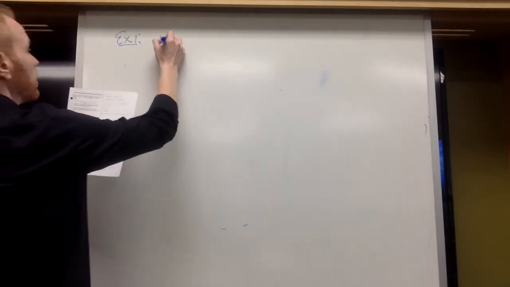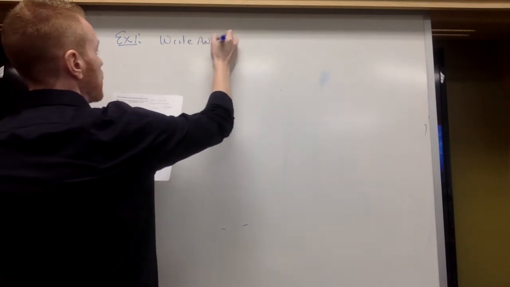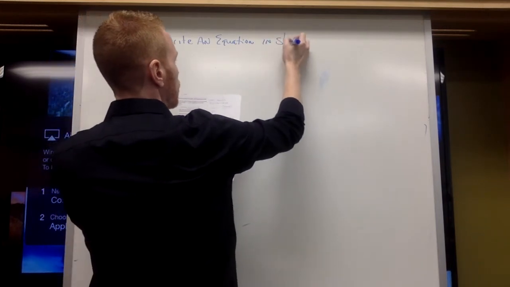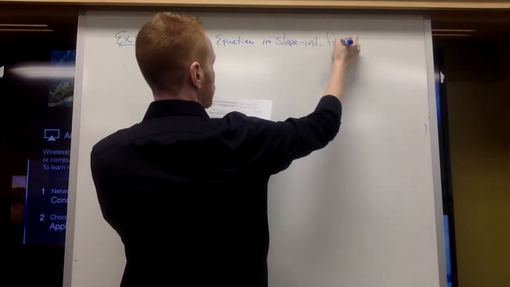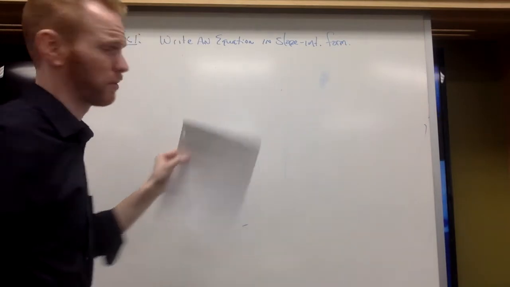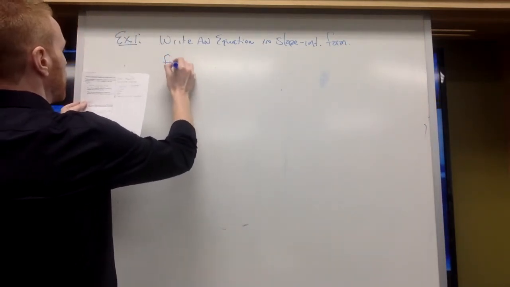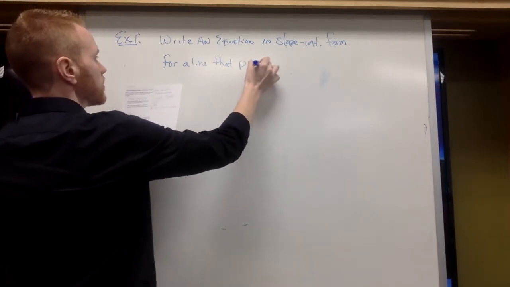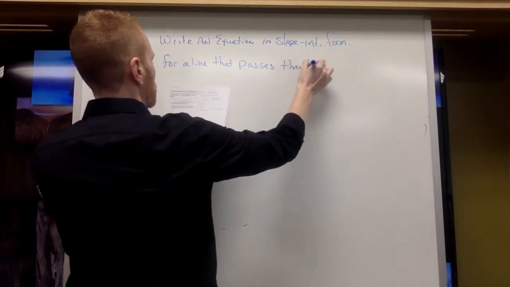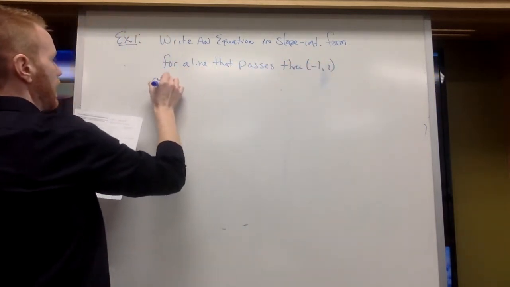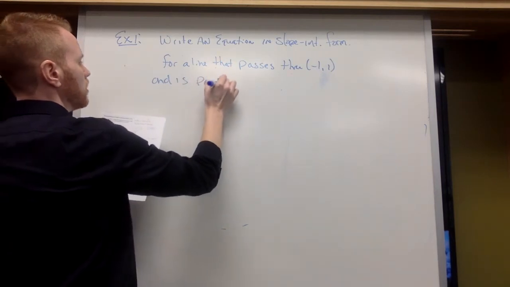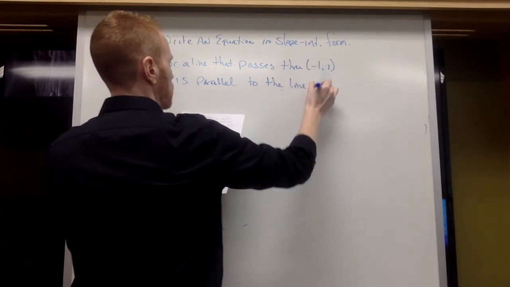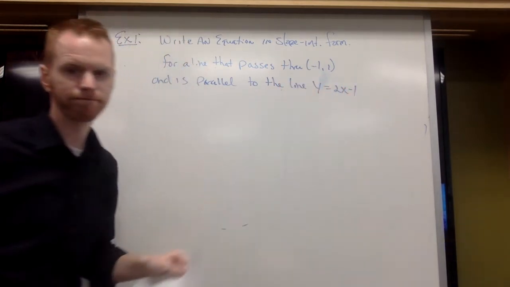First one, okay, we're going to write an equation in slope-intercept form, I'm going to abbreviate, for a line that passes through -1, 1 and is parallel to the line y equals 2x minus 1. Okay?